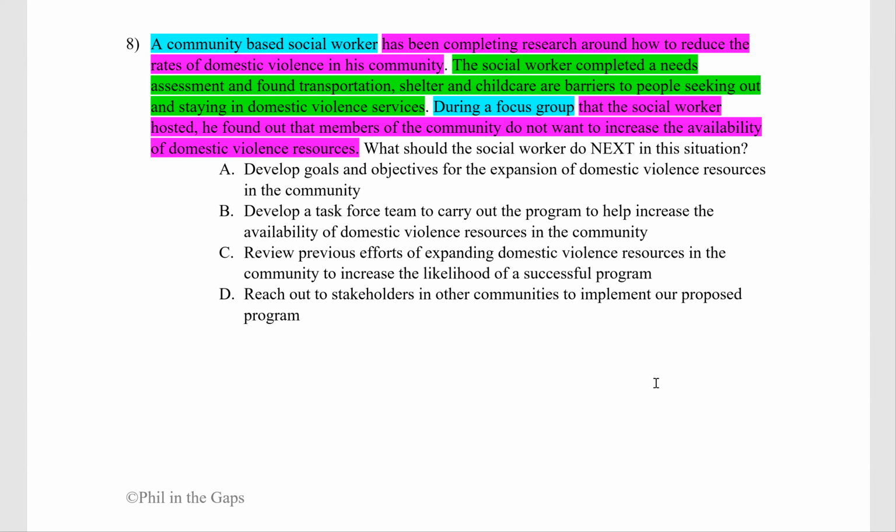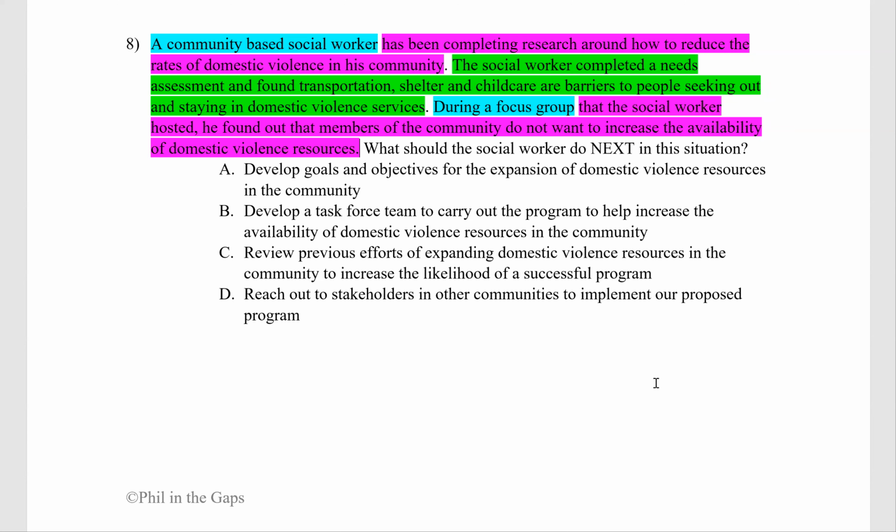A, develop goals and objectives for the expansion of domestic violence resources in the community. B, develop a task force team to carry out the program to help increase the availability of domestic violence resources in the community. C, review previous efforts of expanding domestic violence resources in the community to increase the likelihood of a successful program. Or D, reach out to stakeholders in other communities to implement our proposed program. So keep those answers in mind as we look back at the question.